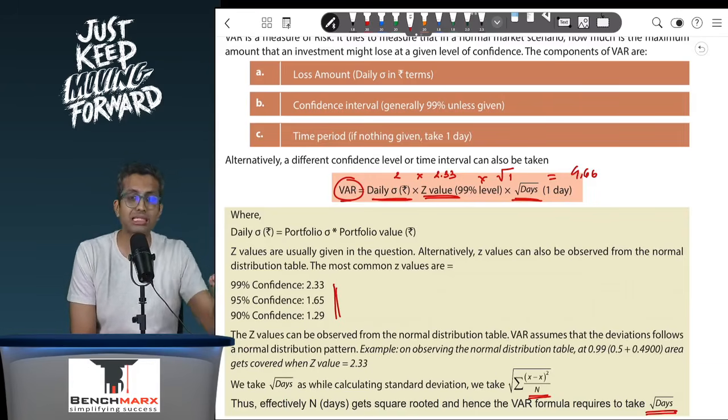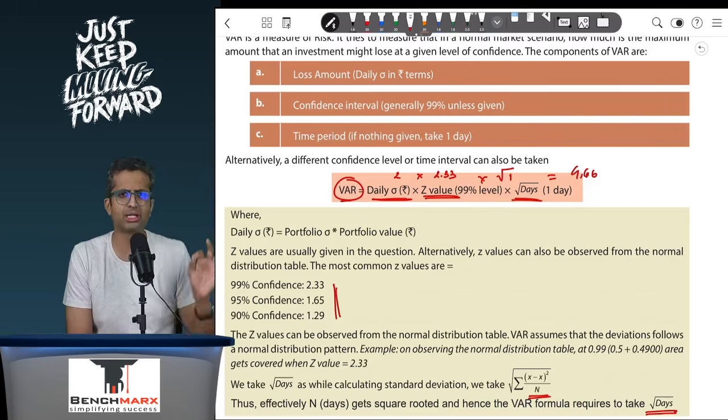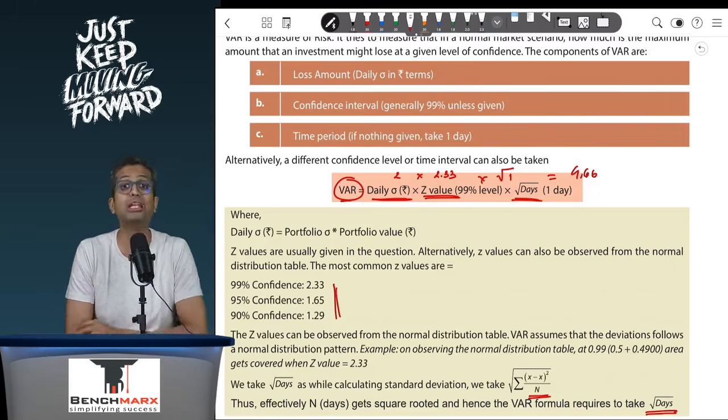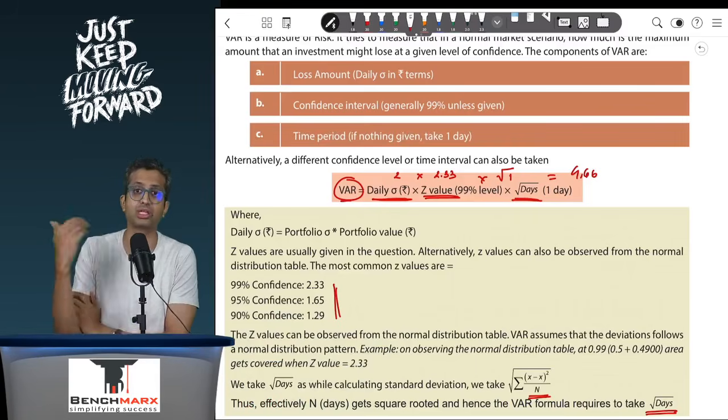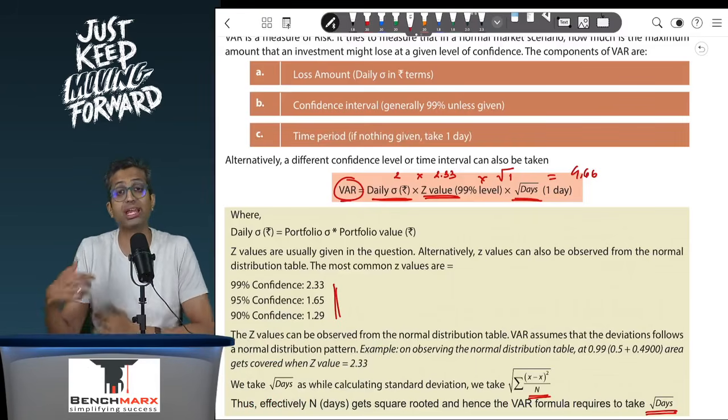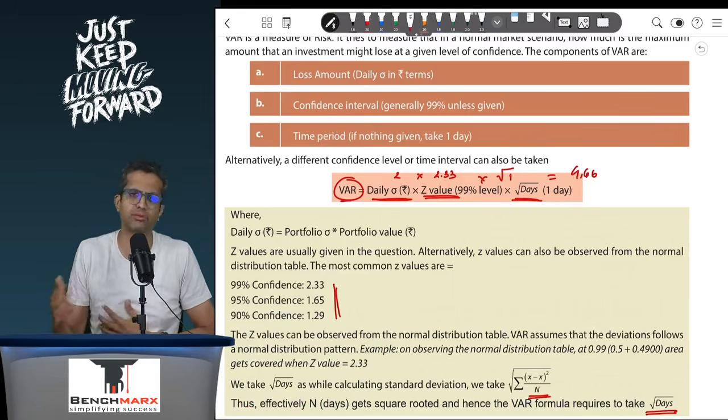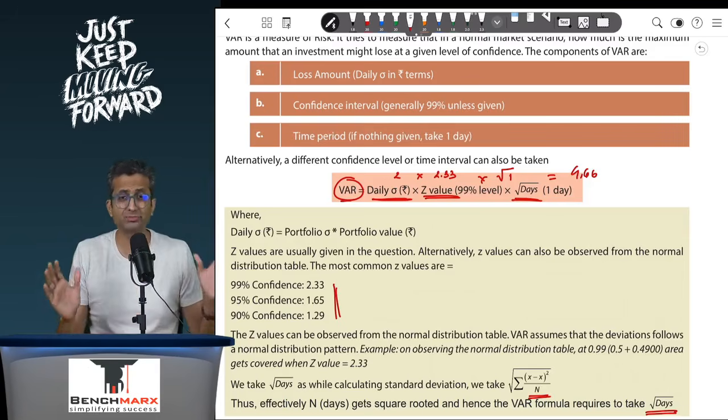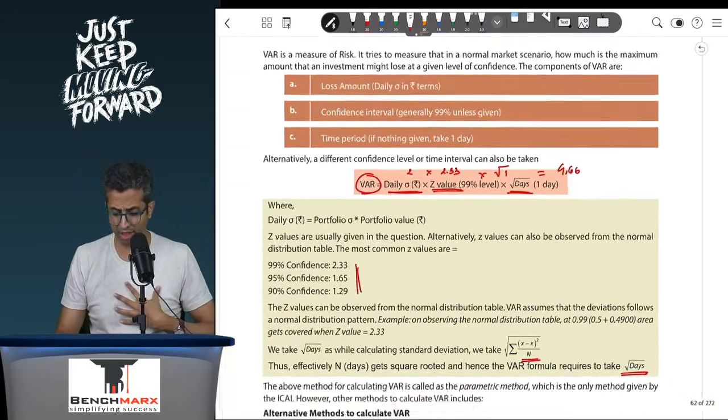So you calculate the daily standard deviation in rupees, that is the portfolio size into the standard deviation percentage, into the Z value. Typically the Z value comes from the normal distribution table. Usually at 99%, you will take the 2.33 value into the root of days, because in the standard deviation calculation we have implicitly taken root of n. The institute takes the root of days on a simplistic level without unnecessarily complicating it. So this is how you will apply VaR.